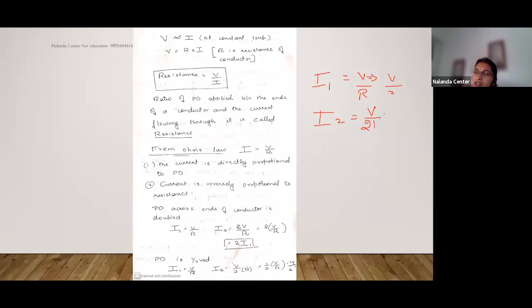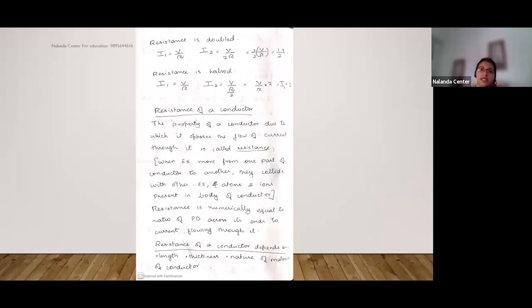Now my R is also here. So what can I do? I can take this 2 outside and write this as V by R. What is V by R? It is I1. So my current has reduced to half. Okay, my current has halved. That is how we can arrive at this particular conclusion. All right. So these kinds of questions are very important.